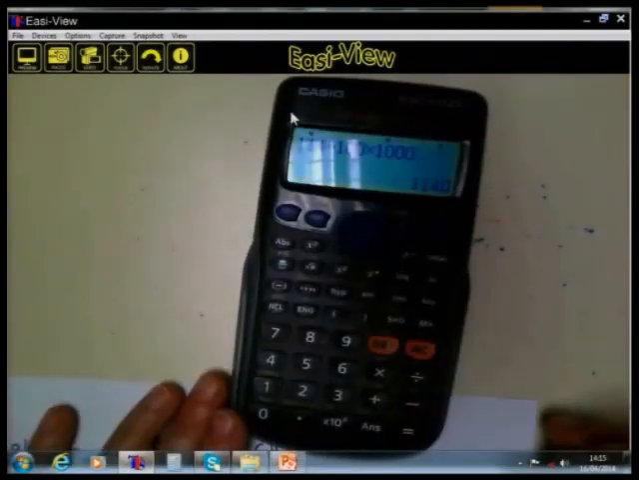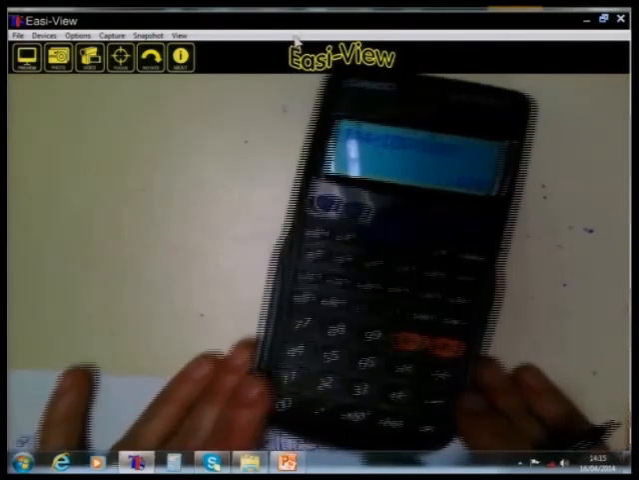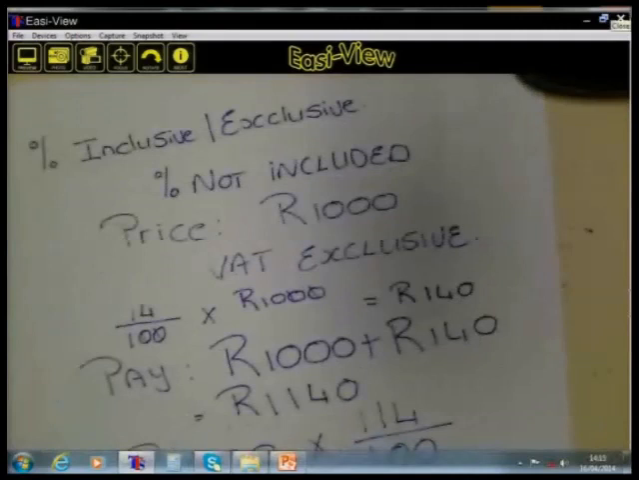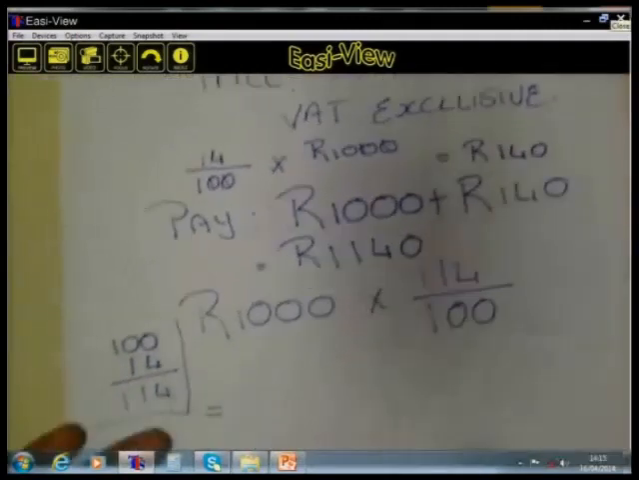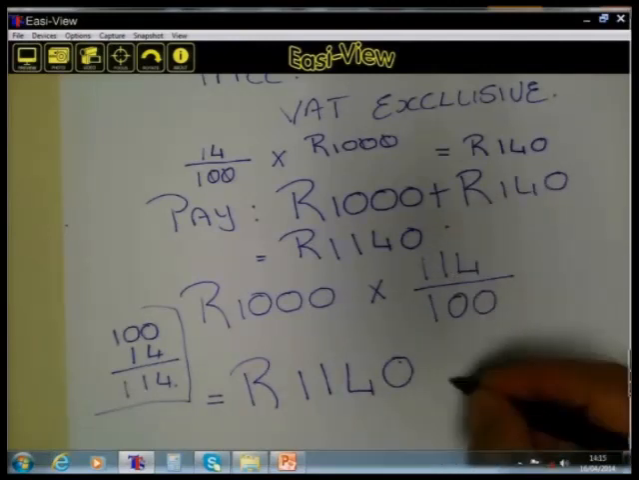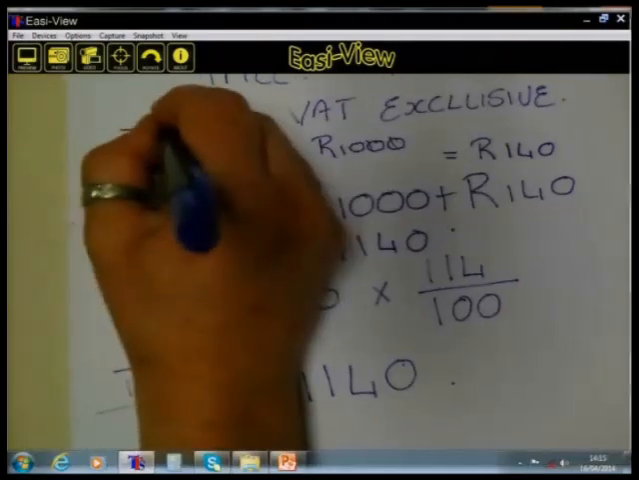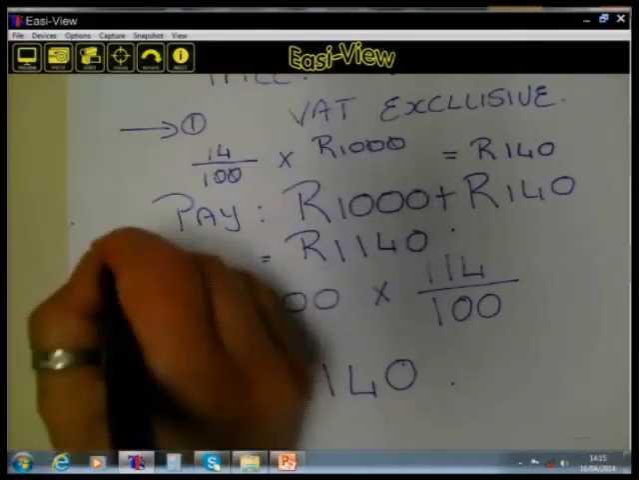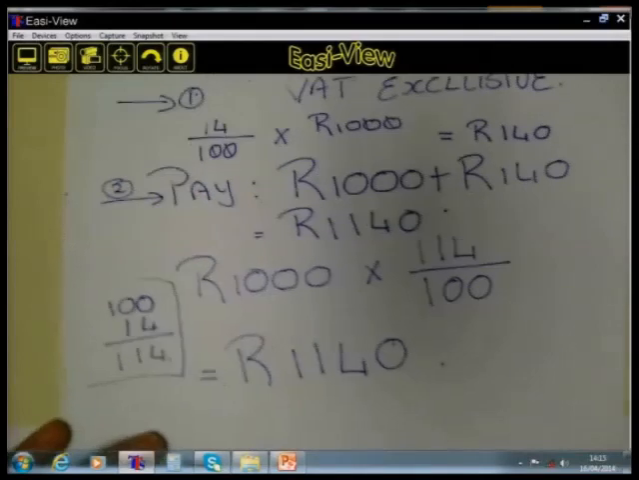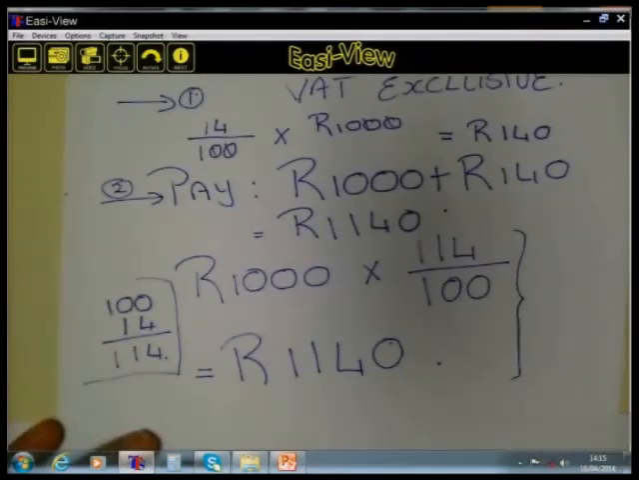Let's look on the calculator. I get the 1,140 rand that I was supposed to get. Exactly the same as in the first case. Let's go back here. Can you see? The answer is the same. So instead of doing it in 2 steps, I did the whole calculation in one big step. Okay. I multiplied by 114 over 100.